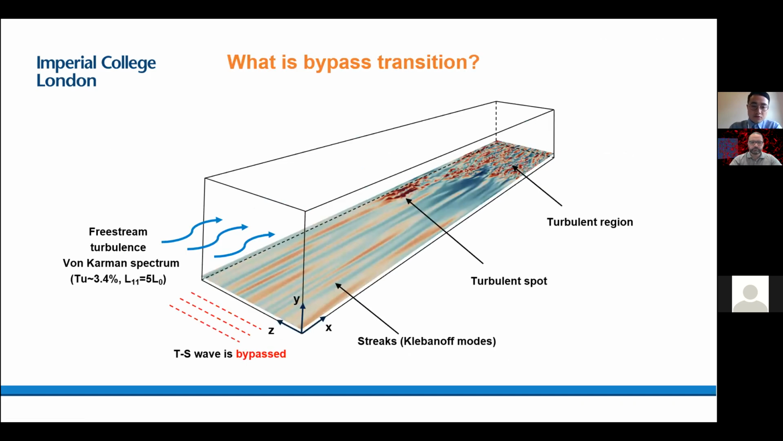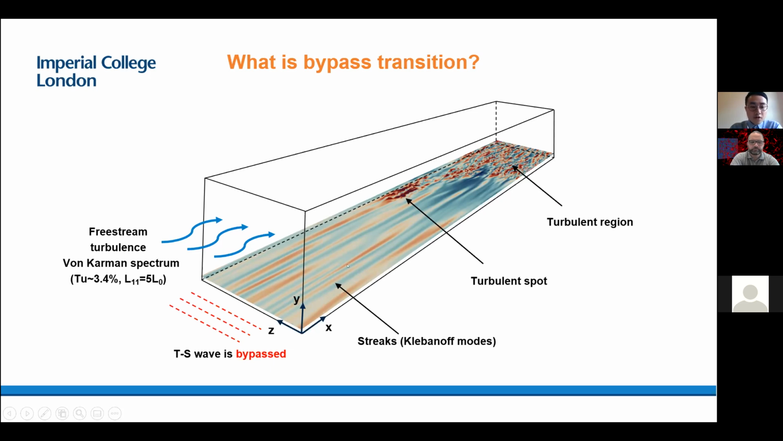So what's bypass transition? Bypass transition is a laminar to turbulent transition process within boundary layer. And in this case, the linear TS wave is bypassed. That's why it is called bypass transition. There are several ways to trigger transition, for example, the roughness on the wall. And in our case, we focus on the bypass transition due to a high intensity free stream turbulence.